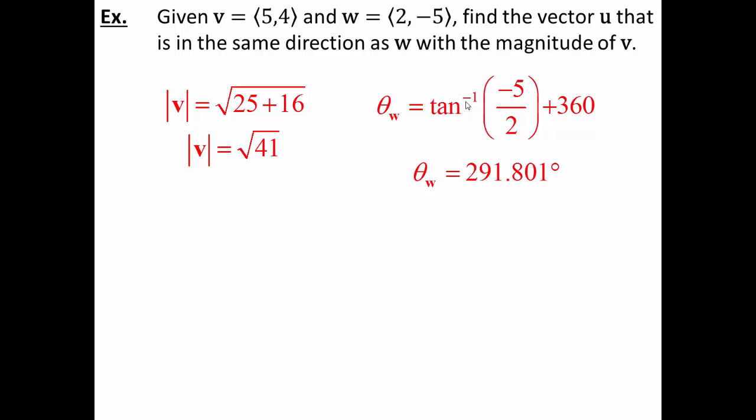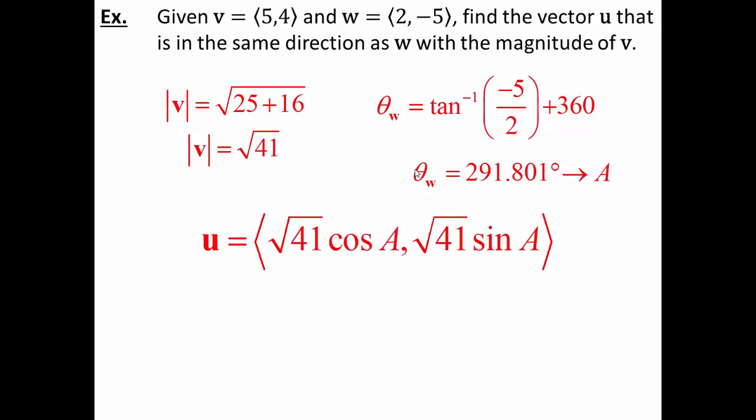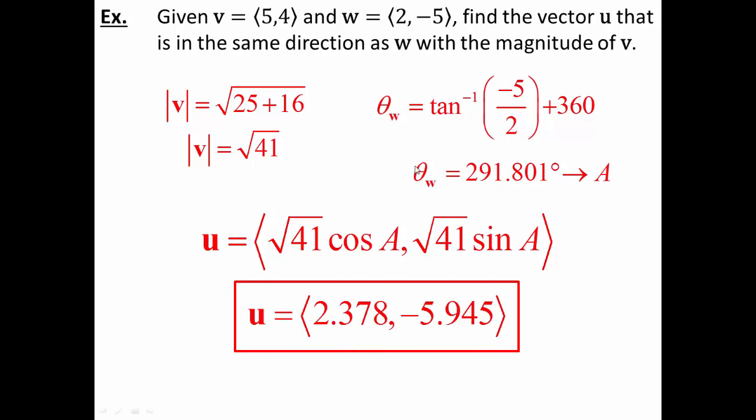Now, I know I'm going to be using this number to help me figure out vector u, so anytime you're going to be using an ugly decimal further on in the problem, don't round it off now. Use your calculator. Store it in the calculator. I'm just going to use A because why not? Start at the beginning. You can store it for anything you want. Let's go ahead and store that for A in the calculator. Then to write the component form, I'm going to use that magnitude and that angle to write vector u. So it would be root 41 cosine of A, root 41 sine of A, which is really 2.378, negative 5.945. And this makes perfect sense because I know the direction is the same as w, so if w is in the fourth quadrant, u better be in the same quadrant.